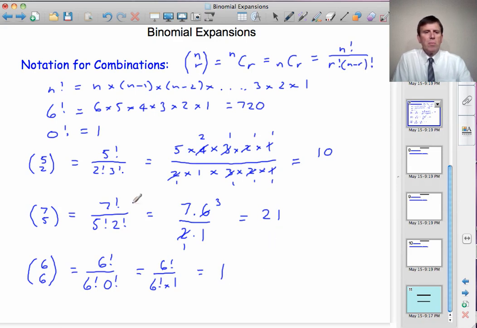Now, how good do you need to be at manipulating these combinations manually? Well, that depends on which syllabus you do. If you're doing, for instance, the MEI syllabus at A level, then this topic comes in Core 1 and you're not allowed to use a calculator. So you need to know how to do this. On the other hand, if you're doing the Edexcel syllabus, this comes in Core 2 and you can use your calculator, and every scientific calculator should have a button that allows you to work out combinations. It'll be called nCr.